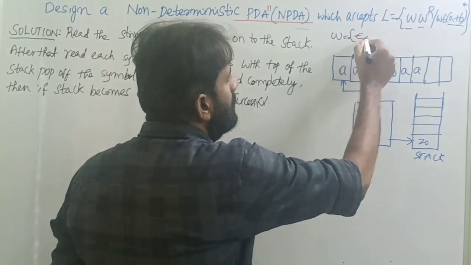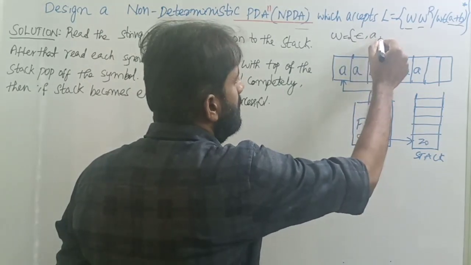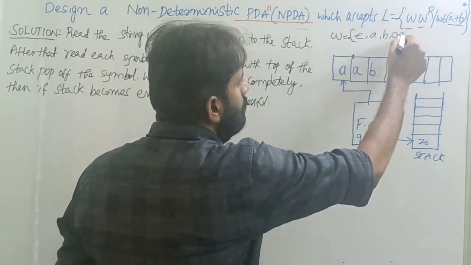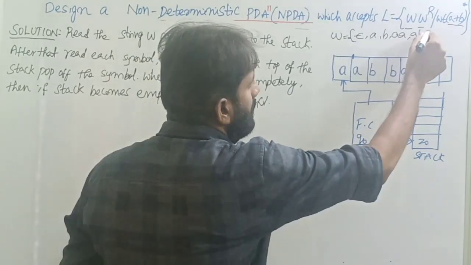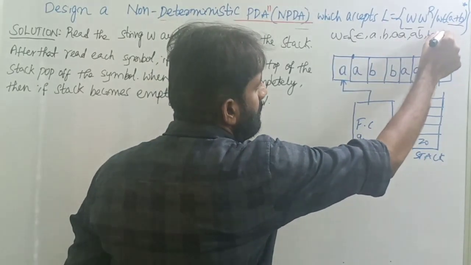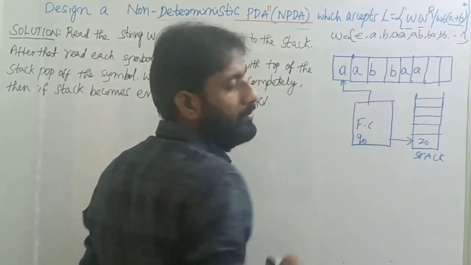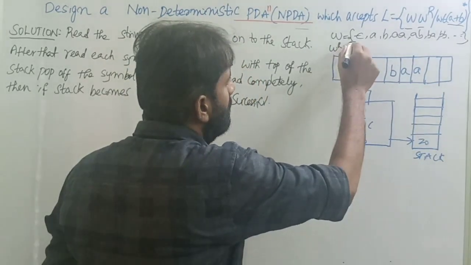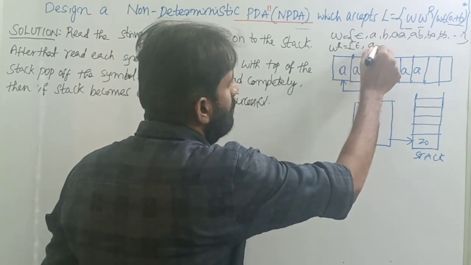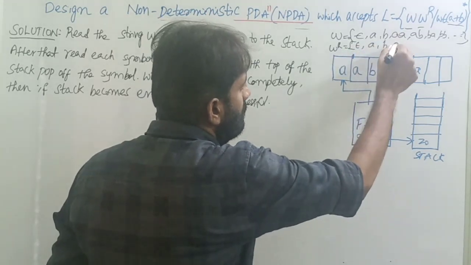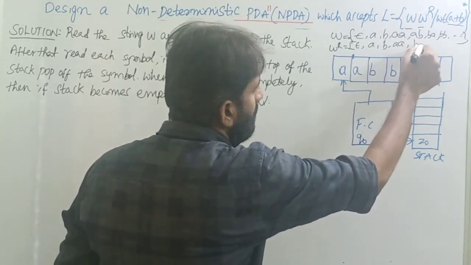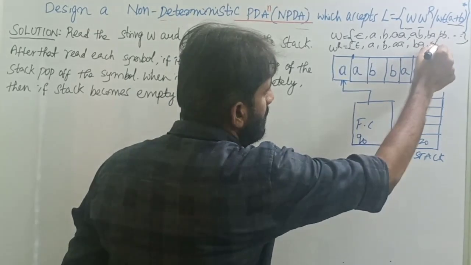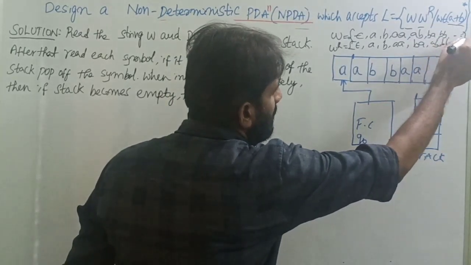So epsilon is the first possible string, then single A, single B, two A's, AB, then BA, then BB, and so on. Then what is the reverse of the string, WR? So epsilon only, A only, B only, then two A's only, then it is BA, then it is AB, then it is double B, and so on.